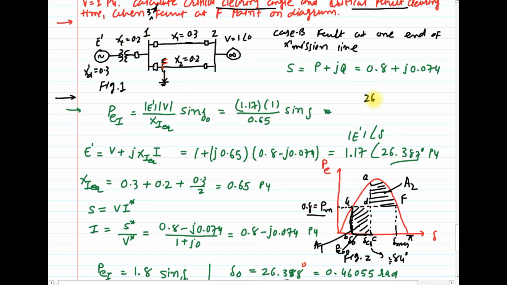Clear? Or you can also say that before the rotor reaches the 84 degree angle, the fault must be cleared. Or before 0.26 second, the fault must be cleared. That means both circuit breakers open and remove this faulty line from the system.